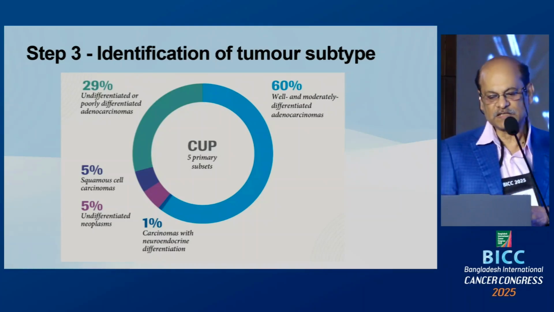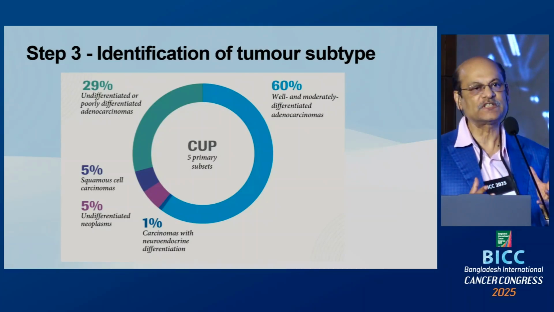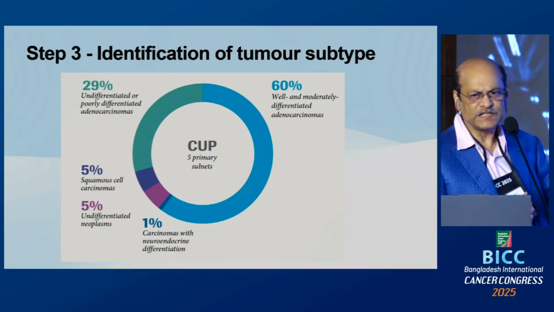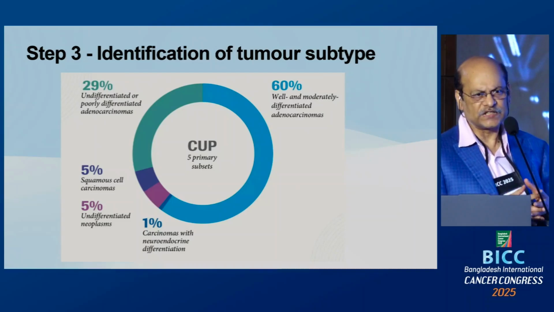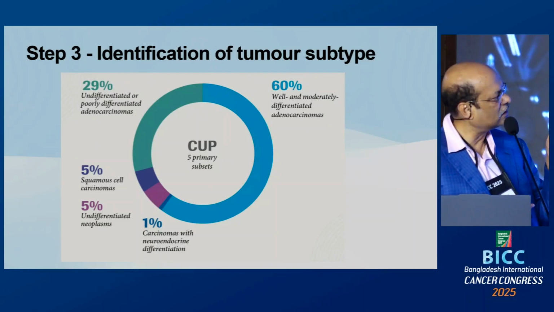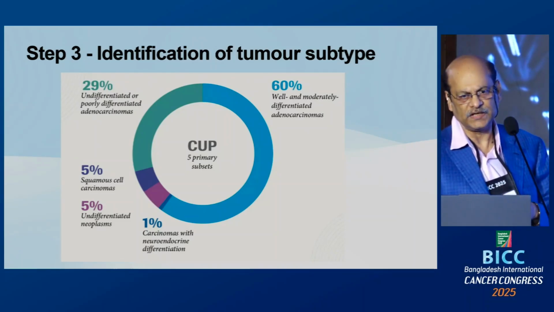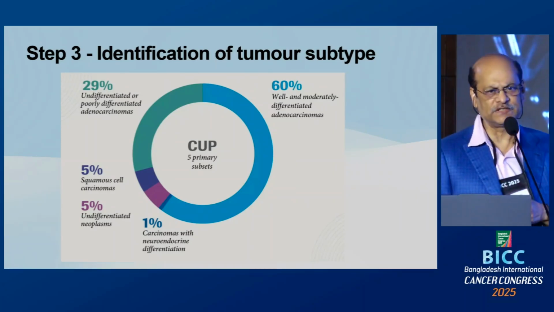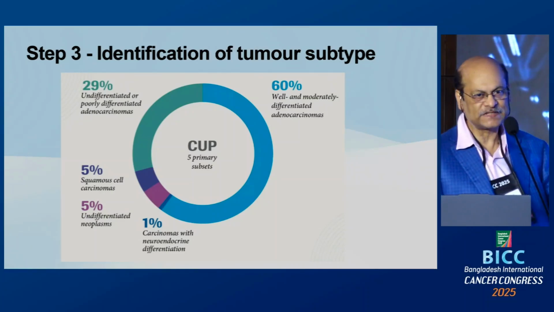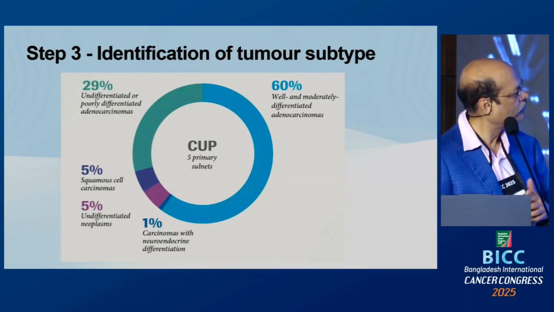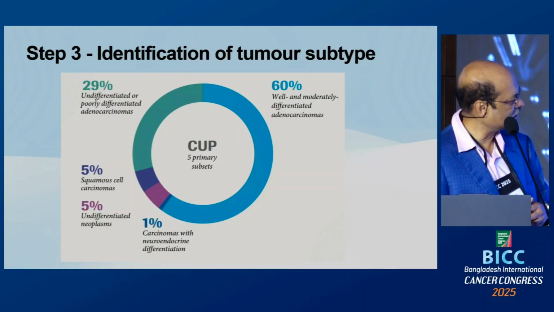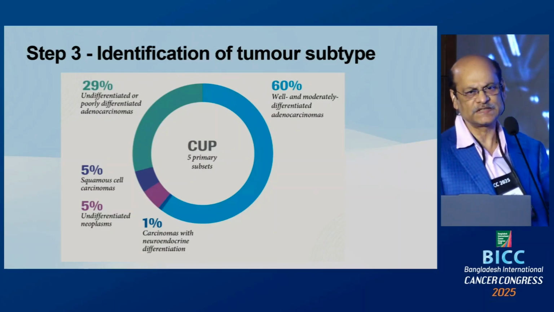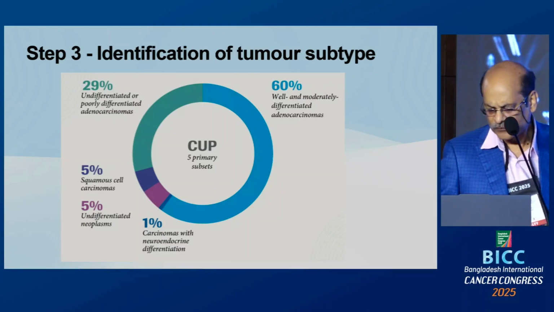So the third step is identification of tumor subtype. If you see this chart, 60% of carcinoma of unknown primary cases are well to moderately differentiated adenocarcinoma, and another 29% are poorly differentiated carcinoma. So about 90% of cases are adenocarcinoma. 5% are squamous cell carcinoma, another 5% undifferentiated neoplasm, and 1% is neuroendocrine tumor.